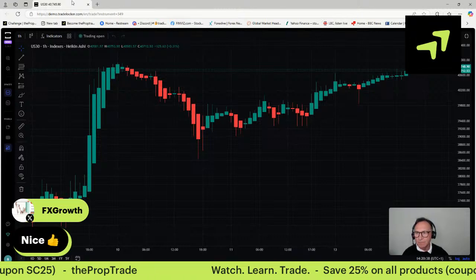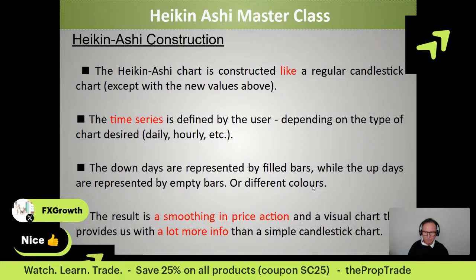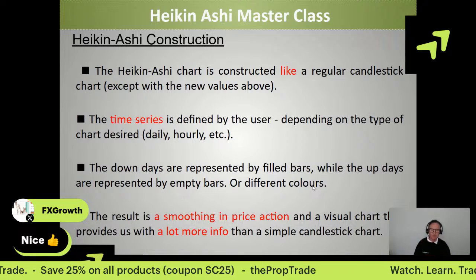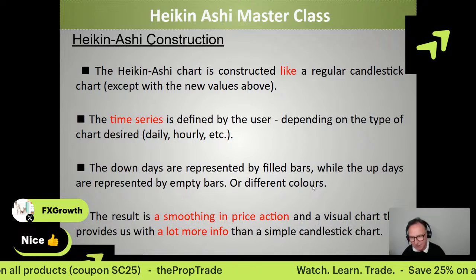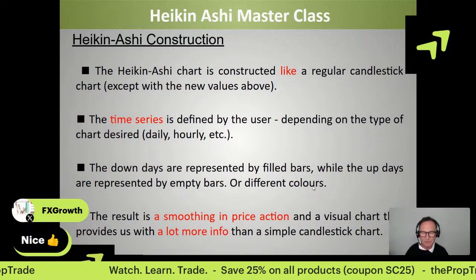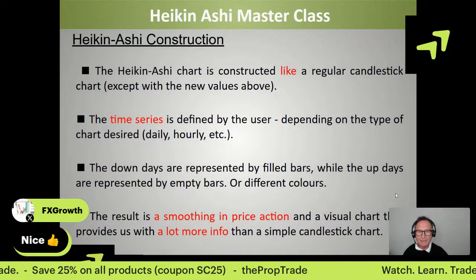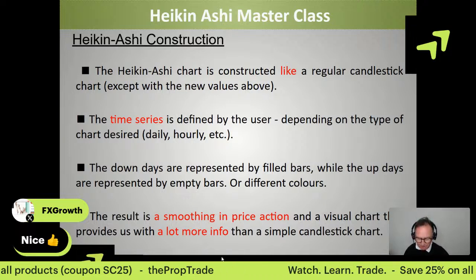So that's where we are. Different colours. As I say, the result is this smoothing of the price action, a chart that looks very simple, like a normal candlestick chart, but has an awful lot of information within it as well. That's how Heikin Ashi candle charts are constructed.